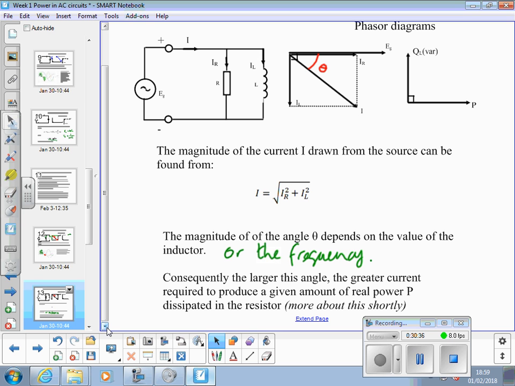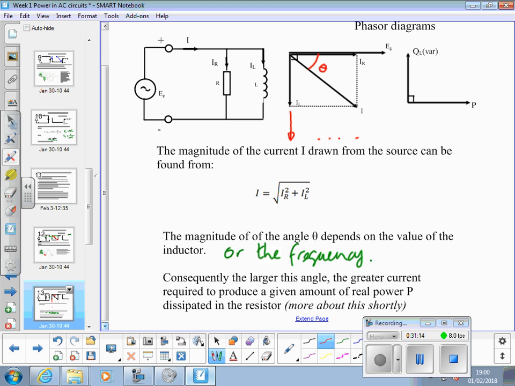So the value of the inductor will obviously change XL, which will mean that the angle either narrows or gets bigger. Consequently, the larger the angle, the greater the current required to produce a given amount of real power. Because if we change the inductance in the circuit so it's bigger, this line is going to come down here, because we've got a bigger inductive current. It's going to bring this in here.